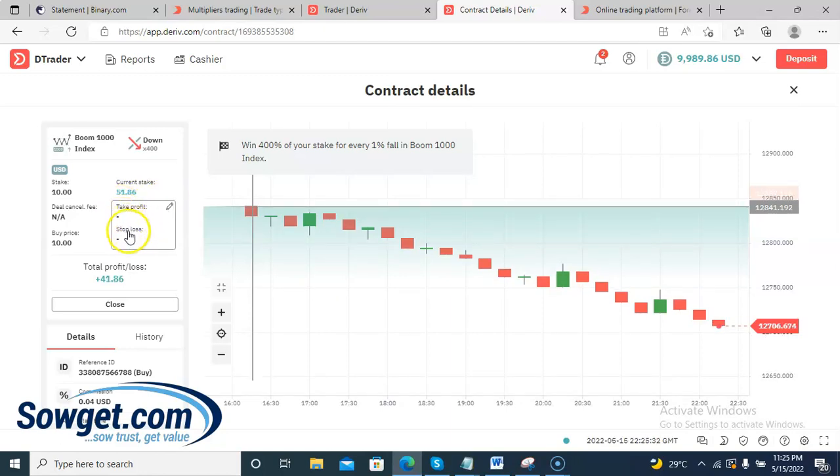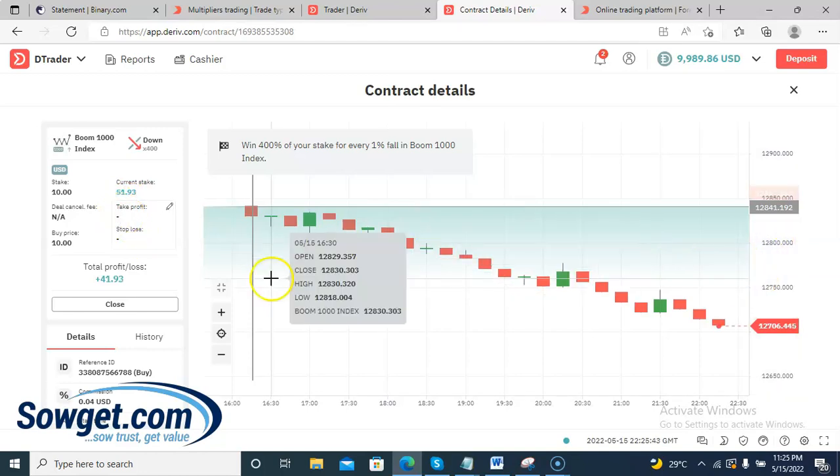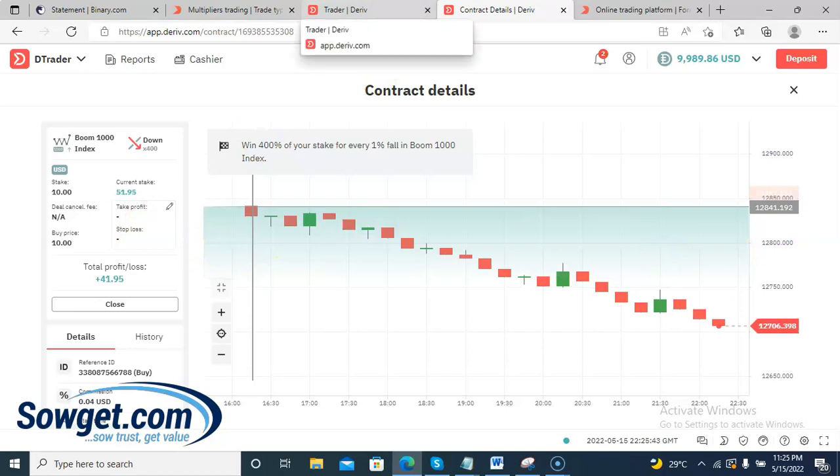I'll just set it, and if I want to set my stop loss, it's the amount in dollars that I don't want to go beyond. I don't want to exceed it. So it's not really on the market price here. It's just going to be an amount. So let's say on this portion here.